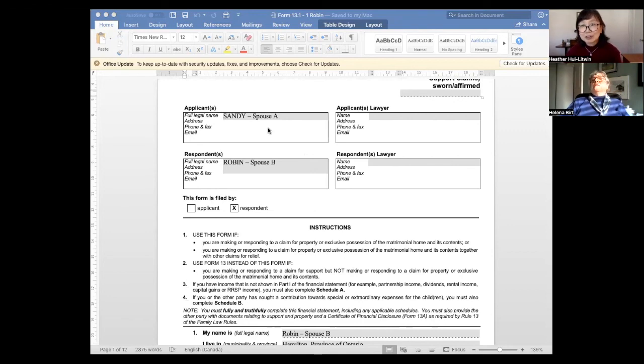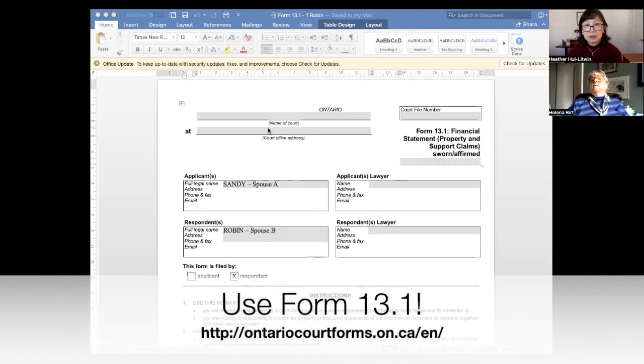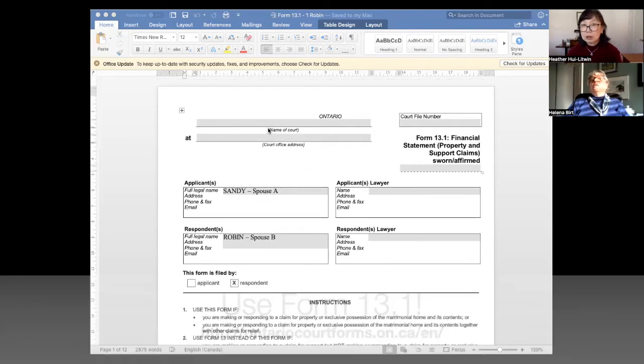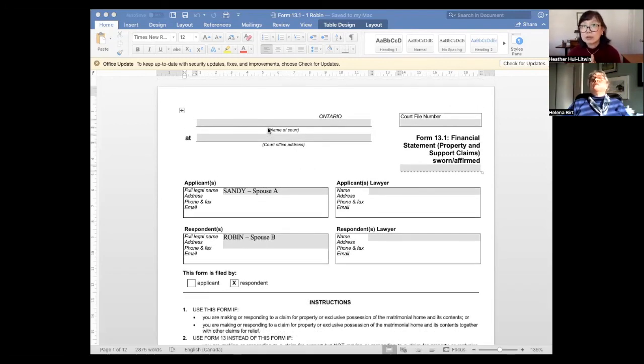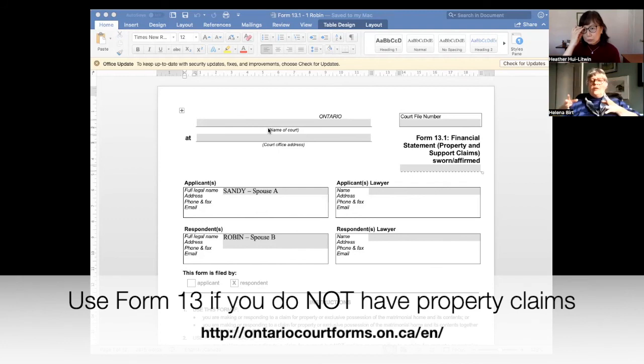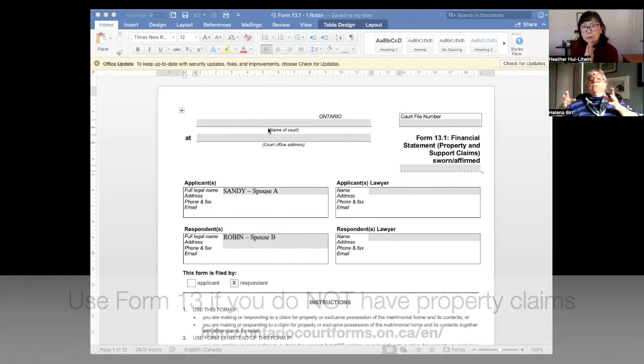And actually, Heather, just to interrupt for a second, go ahead. It is the 13.1, because when you look under Form 13, there are actually 2 different ones. The 13.1 is the one you need to use if you have property issues. If you don't own any property, if you're only doing a support claim, you only need to do a Form 13.